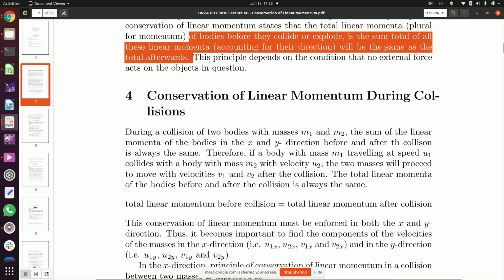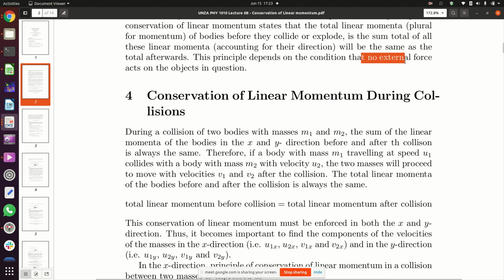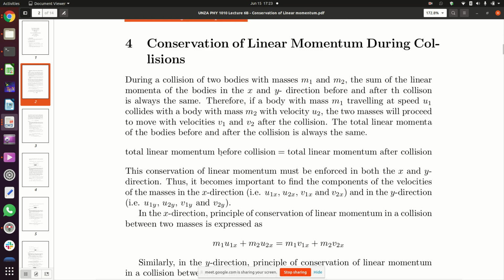And for this to work, of course, there should be no external force acting on the objects in question, because if there's an external force, the velocity is going to change, whether increase or reduce. So we are interested in two cases. The most important case is when there's a collision. So in this case, we are going to look at an example of two objects.